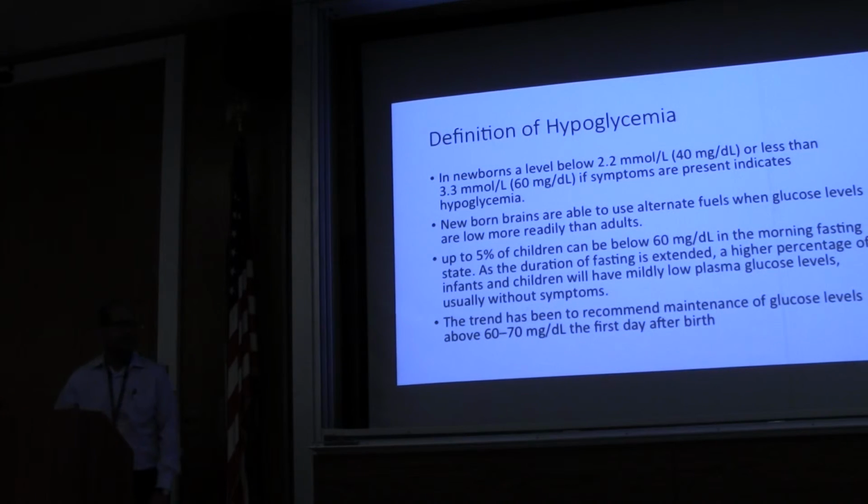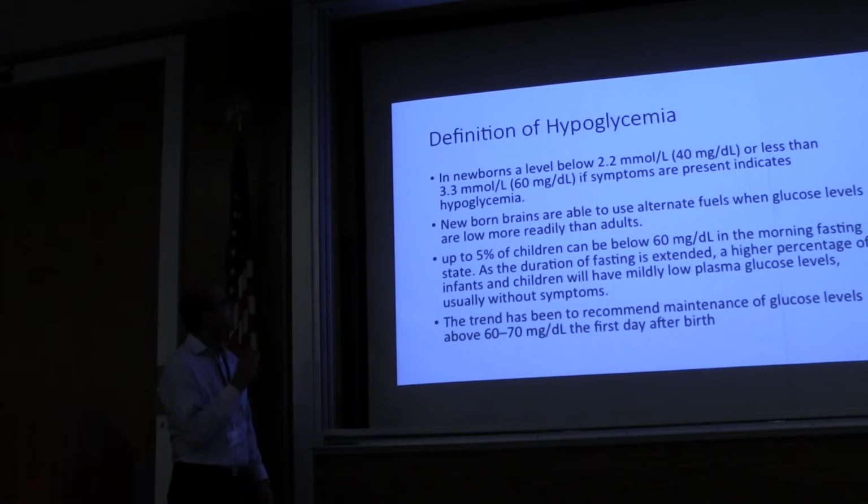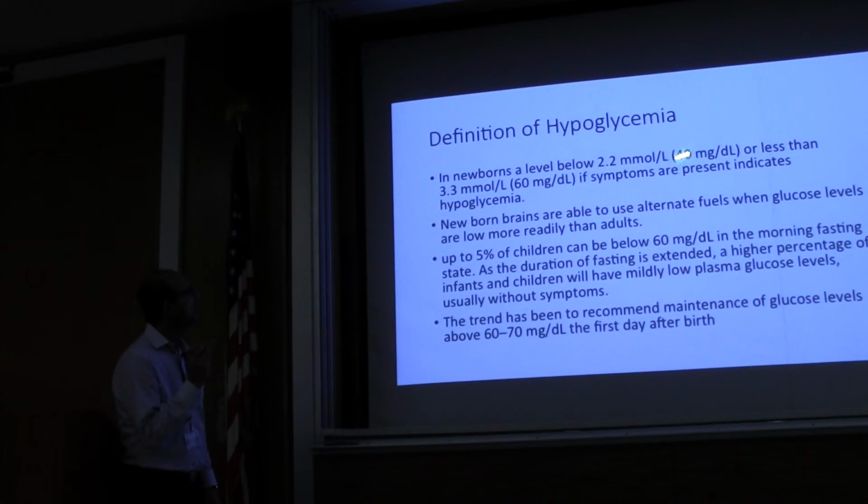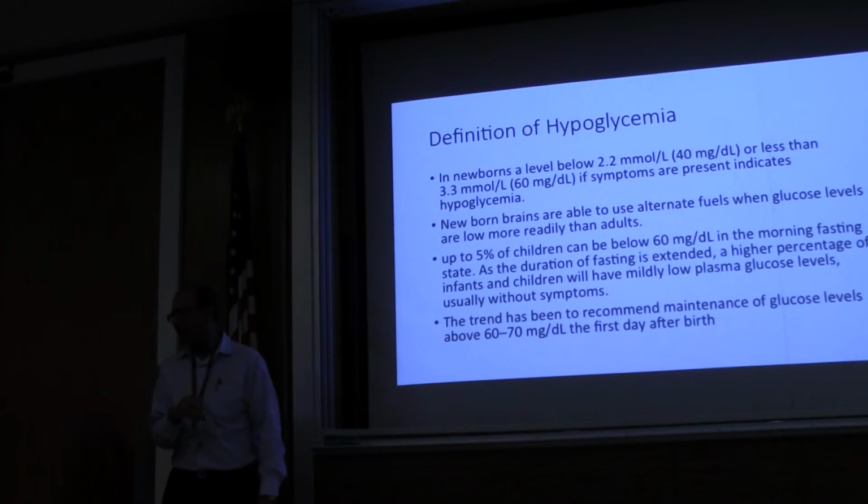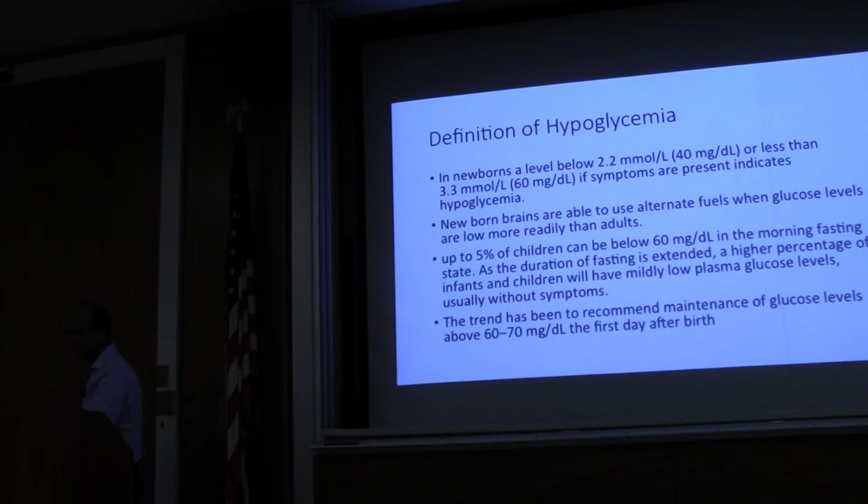And of course, I think it is important, again, it is 40 milligrams or less if you are symptomatic, or if symptoms are present, indicate 60 milligrams. We know that they can use ketones. 5% of children can be below 60 in the morning fasting state. Just wanted to bring that up. We would all like anybody after the first day of birth to keep above 60 at all times.